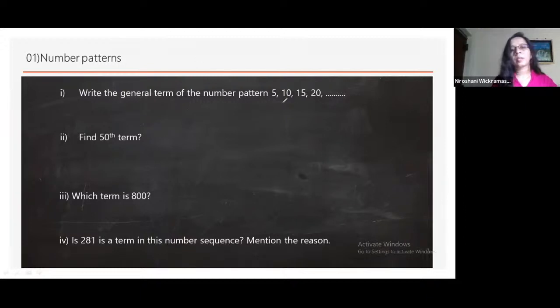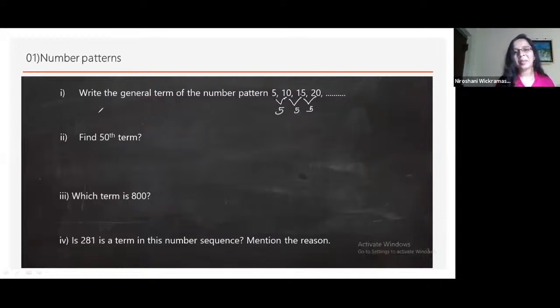So what can you say about the common difference here? 5. 15 subtract 10, that is 5. 20 subtract 15, that is 5. Any term except the first term, if you subtract the previous term, then you will get the common difference. Then the common difference is 5. So this is a multiple of 5. So the general term is 5n.